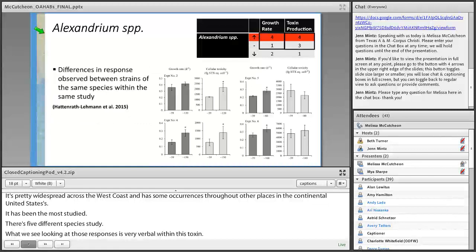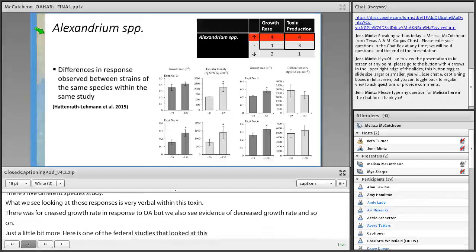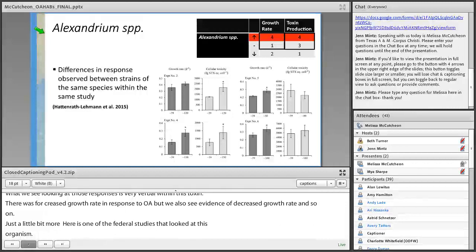Here is one of the several studies that looked at this organism. Basically, these experiments were conducted with different strains that were isolated from different locations, but it was the same species within this taxa. And you can see that the different experiments found differences between strains in the response to ocean acidification in both growth rate and in their cellular toxicity. So here is an example of those strain-specific differences.